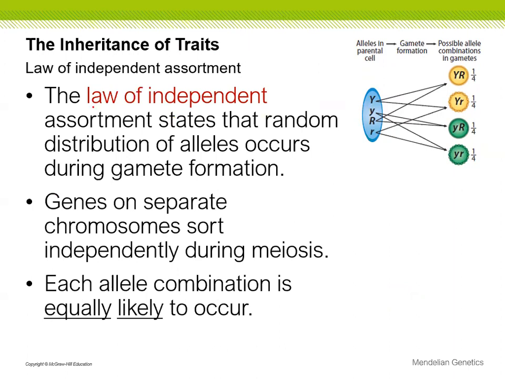So we have a law here that's discovered, but basically when we have independent assortment, this means that when we have these alleles, these traits, they are randomly distributed during formation. And again, we will make sense of this, I promise. The key takeaway here is that this law means that all of these trait combinations are equally likely to happen. That's the real main thing we need from this.